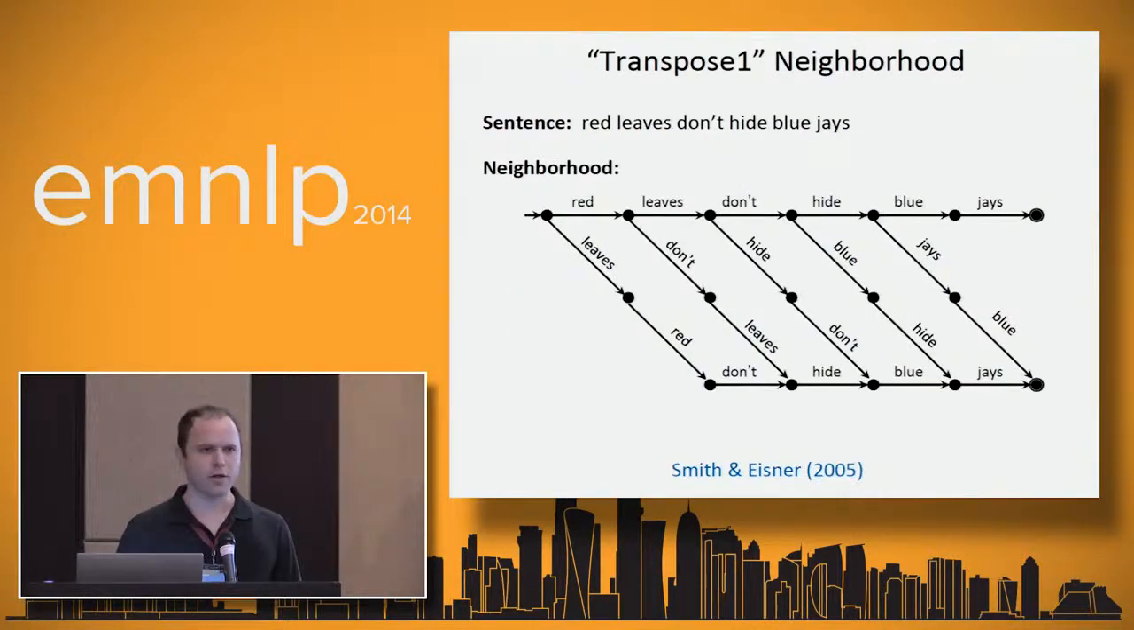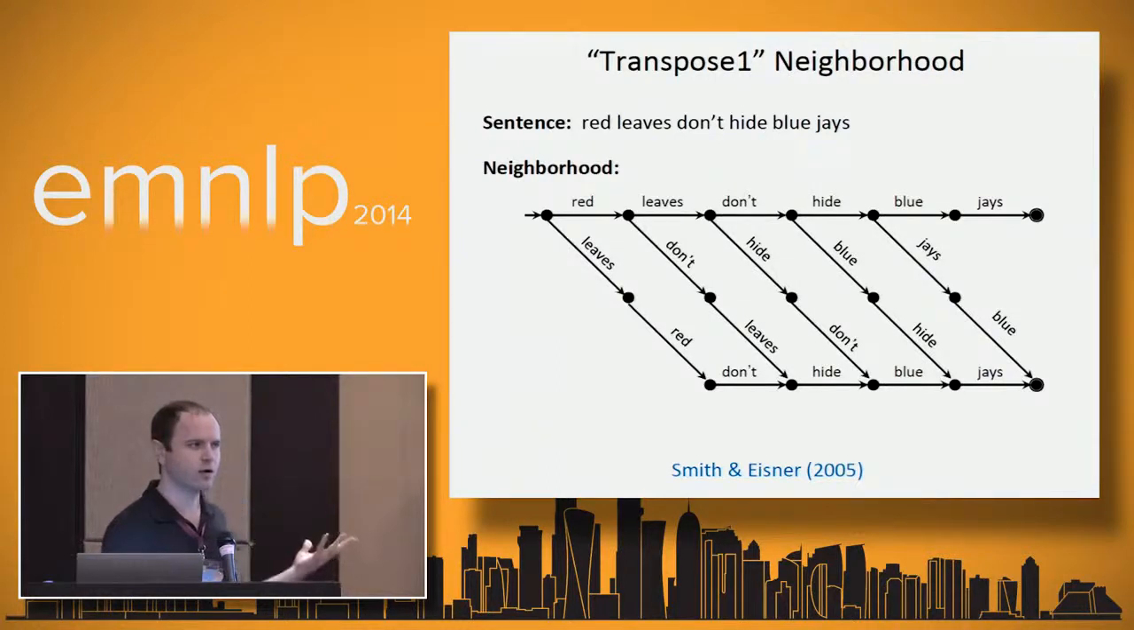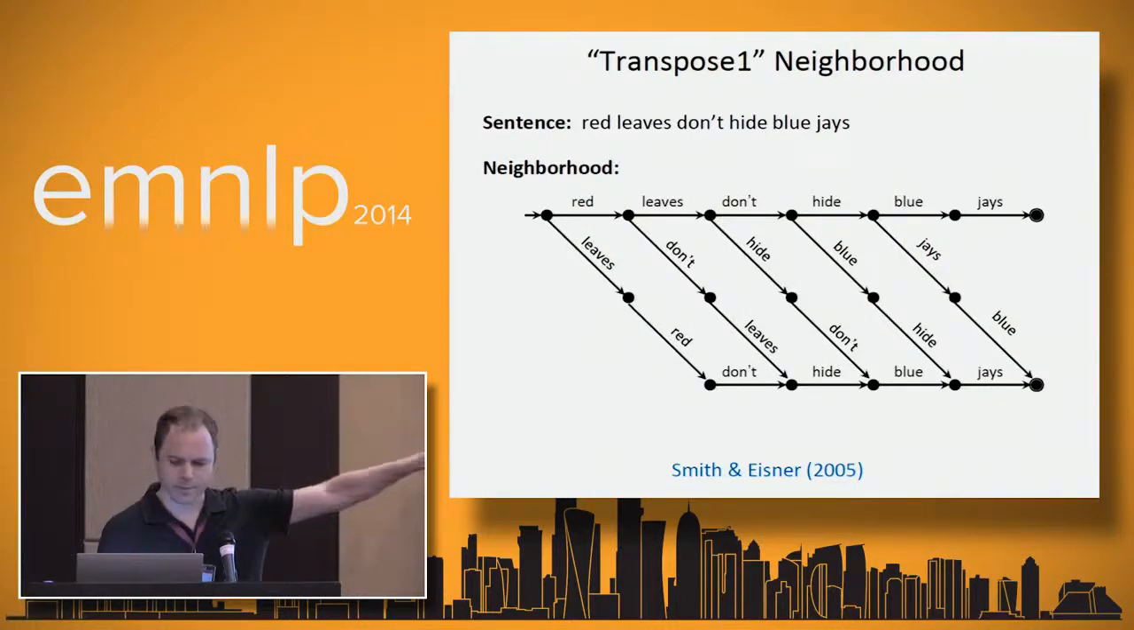So here's an example of one neighborhood. This is the transpose 1 neighborhood from Smith and Eisner 2005. The original sentence is "red leaves don't hide blue jays." And here is its neighborhood represented as a lattice. The neighborhood always has to include the original sentence, so that's the first path going along the top.